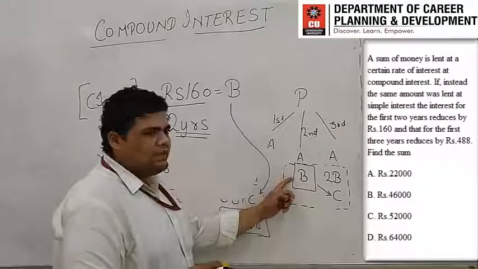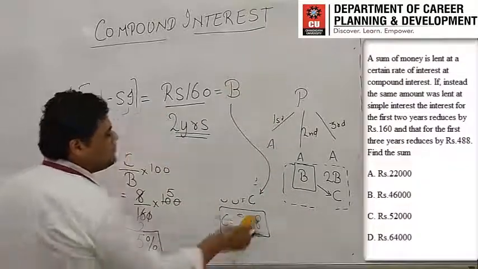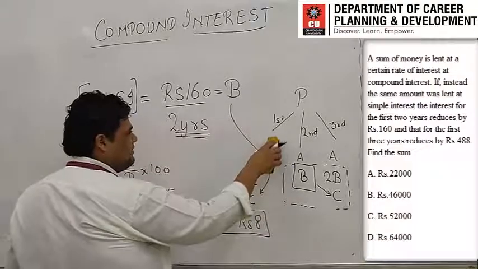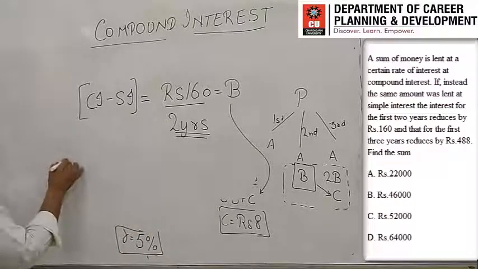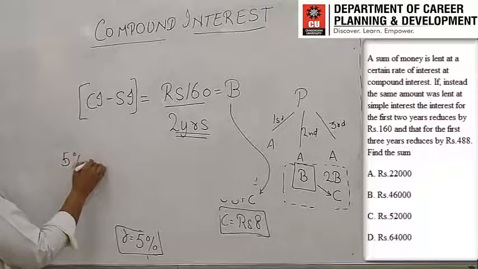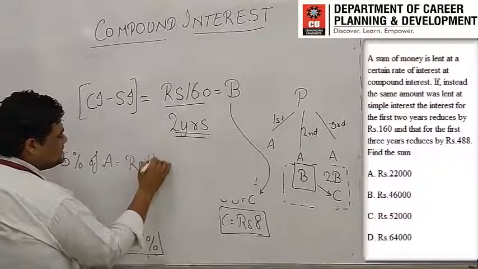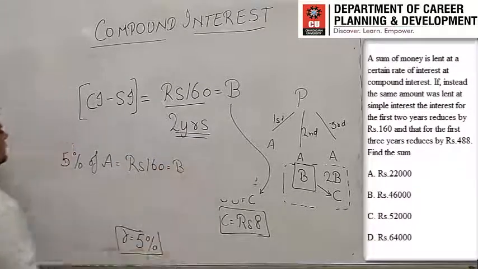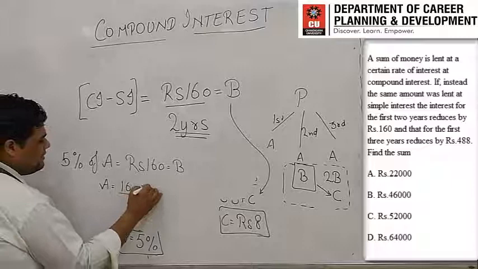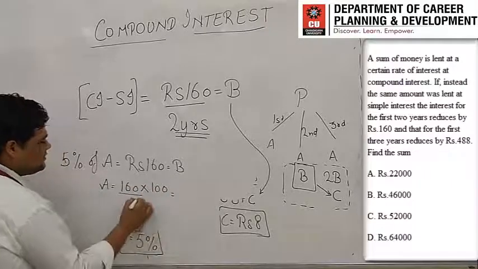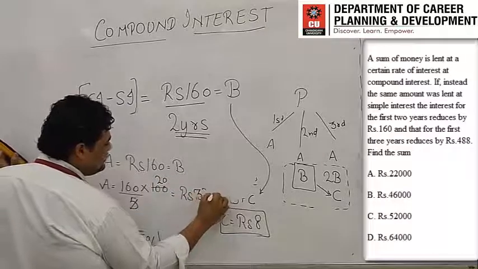Now B is the interest applied on A, and A is the interest applied on the principal. So from B we can find the value of A, and from A we can find the value of principal. 5% of A is equal to B. B is rupees 160. So A will be 160 divided by 5, multiplied by 100. It will be rupees 3200.